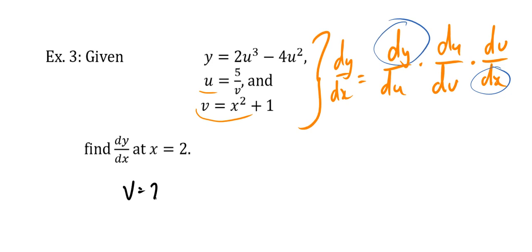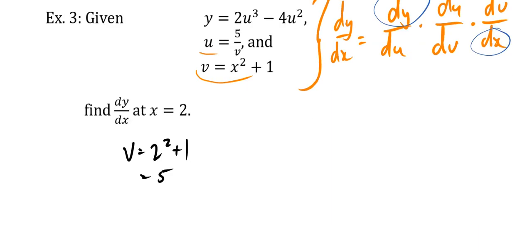If x equals 2, v equals 2 squared plus 1, which is 5. And u equals 5 over v, so 5 over 5, which is 1. So v equals 5 and u equals 1. I need all 3 of those values.